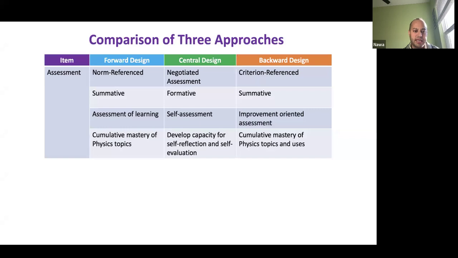For the forward design, it usually is summative, as it is for the backward design. So in forward design, there will be the explicit assessment of the learning, but for the backward design, the assessment should be designed in such a way that it not only assesses the student learning, but it also focuses on the improvement of the student learning. And in both of these designs, we want the students to master the physics topics that we want them to learn from our class.